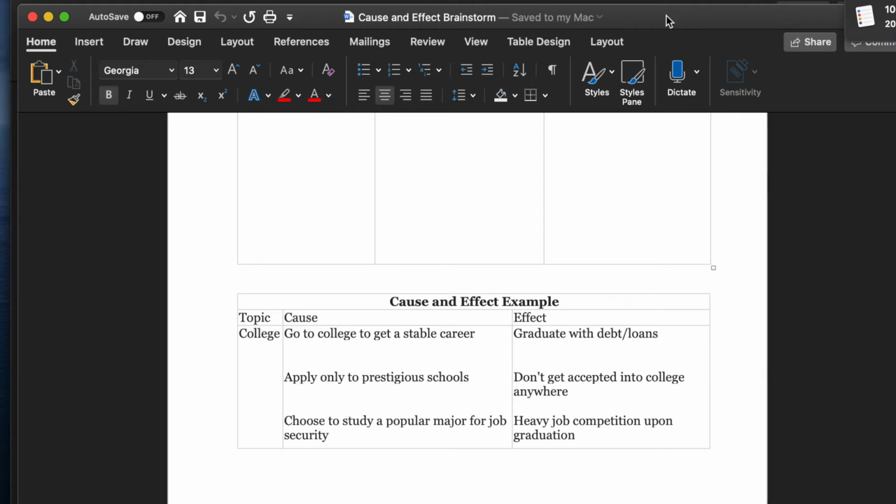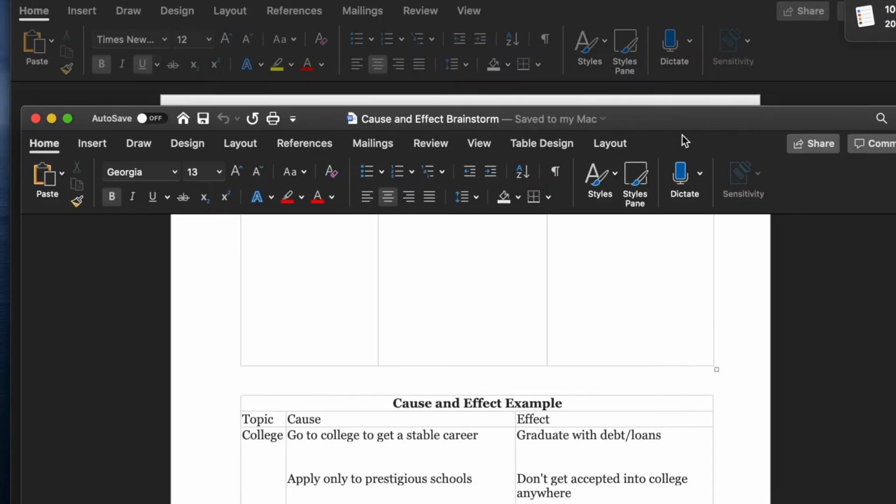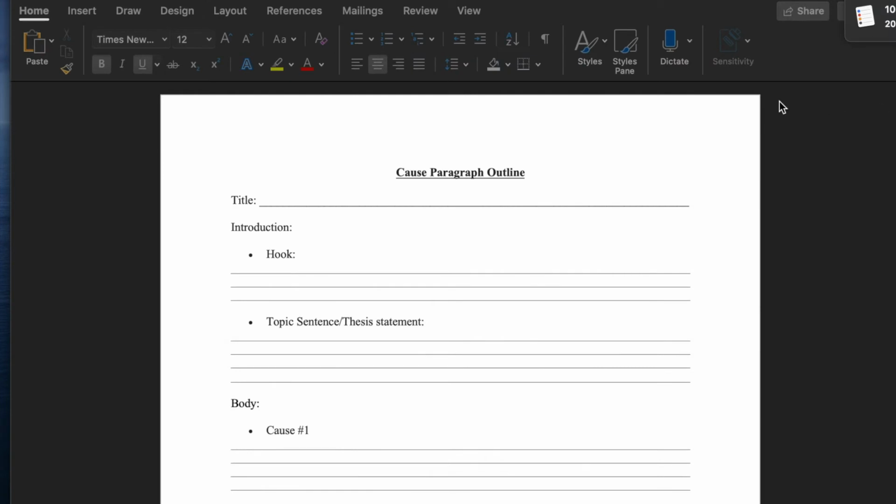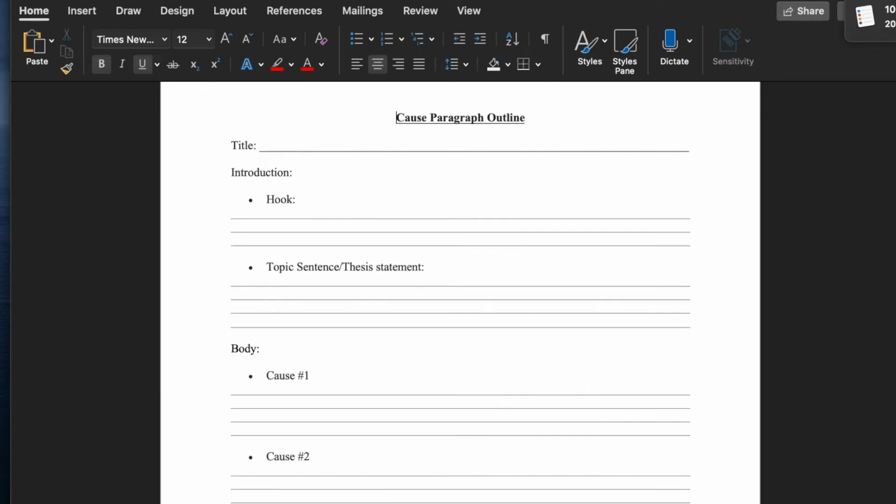So they are cause and effect paragraphs, right? But that doesn't necessarily mean that we are always equally highlighting both. So I'm going to give you a series of 3 different outlines this week. This is a cause paragraph outline.